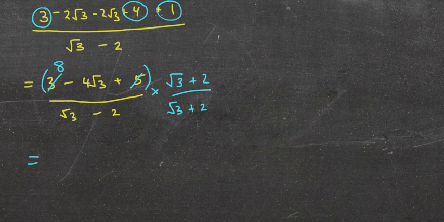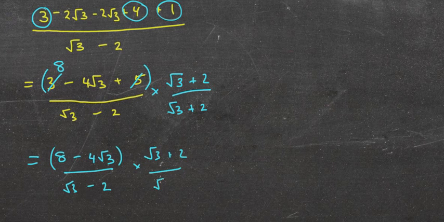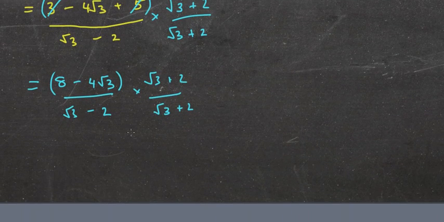So my apologies. Okay, so we've got 8 minus, and I'm just going to rewrite that, otherwise it's going to get too confusing. 8 minus 4 root 3, just simplified the 8, so 3 plus 5, all over root 3 minus 2, times it by root 3 plus 2, over root 3 plus 2. That makes it a little bit easier, doesn't it? Okay, so let's simplify.